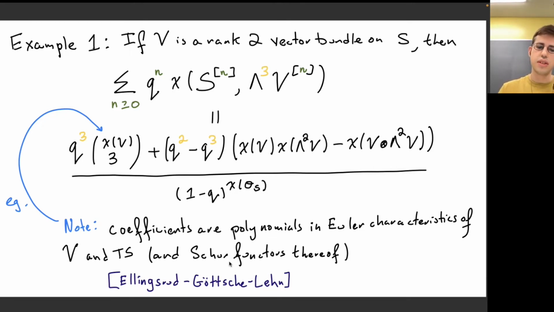And there's a result that'll show up later, of Ellingsrud-Göttsche-Lehn, that tells us that this is what we'd expect. We'd expect in general that these coefficients are polynomials, but the rationality, I should say maybe the polynomiality of the numerator, is some kind of new feature that doesn't follow for free from previous work.